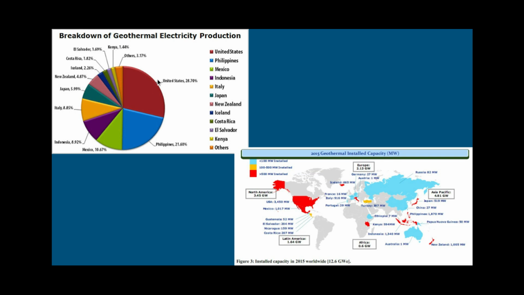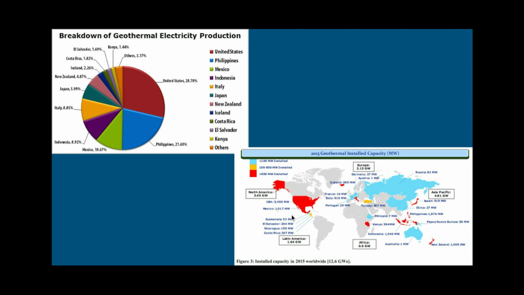Geothermal energy production: USA having about 28%, the Philippines having another 21%, Mexico with 10%, then Indonesia, India, Japan, New Zealand, Iceland, Costa Rica, El Salvador, Kenya, and others.